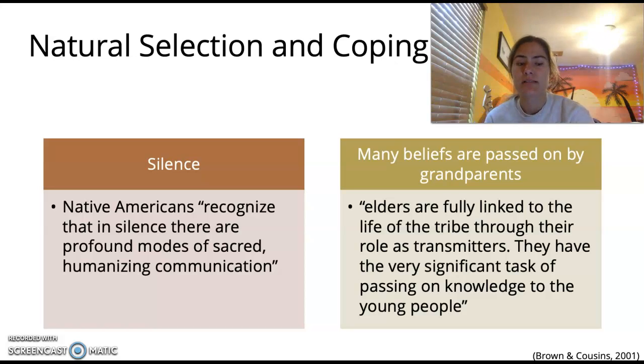So during times of stress, Native Americans tend to fall back on their religious beliefs, such as silence, that are passed on to them by their parents and grandparents. And according to Brown and Cousins, elders are fully linked to the life of the tribe through their role as transmitters. They have the very significant task of passing on knowledge to young people. So overall, many of these beliefs on how to deal with stress are passed on through Native American ancestors. So Native Americans do not really rely on the American style of healing, which tends to be through medicine.